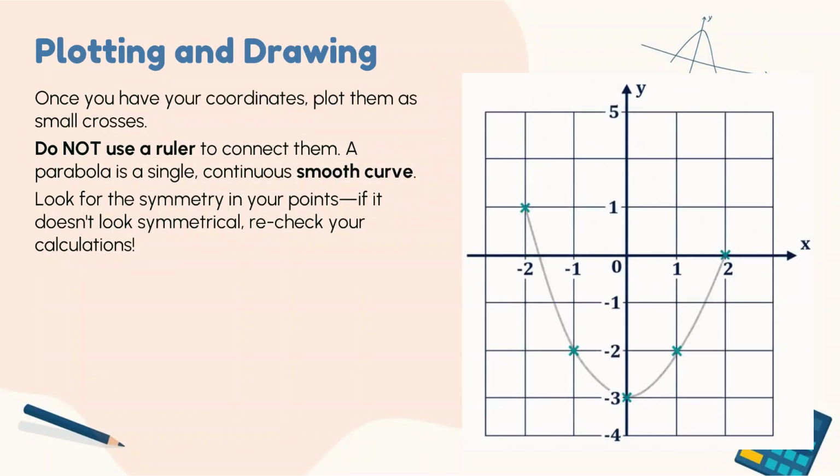Once you have your coordinates, plot them carefully as small crosses. With straight-line graphs, we use a ruler to connect the points. But with quadratic graphs, we do not use a ruler. A parabola is a smooth, continuous curve, so you should draw a smooth curve through the points. Also, look for symmetry in your points. If the graph looks lopsided when it should be symmetrical, go back and check your calculations, especially the negative x values.